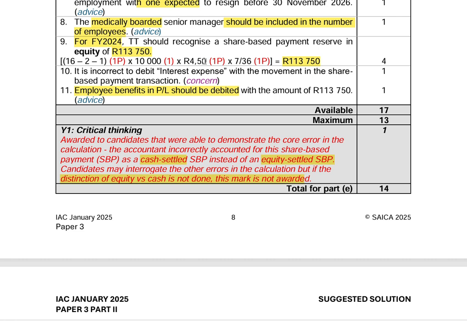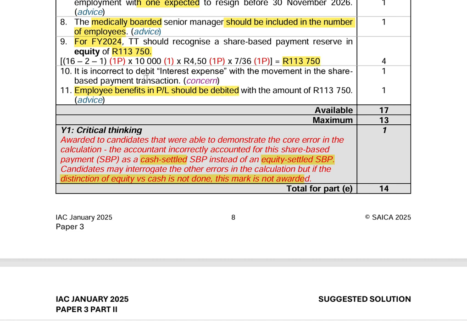Why are we not taking into account the service condition? It is on the basis of the fact that it gets adjusted by the number of shares expected to be granted to the employees. Then we multiply by 7 over 36. Why are we using 7? Because the grant date was 1 December 2023. If you count from 1 December 2023 up until 30 June 2024, you get 7 months. Then the equity settled amount that we should have recognized is 113,750.